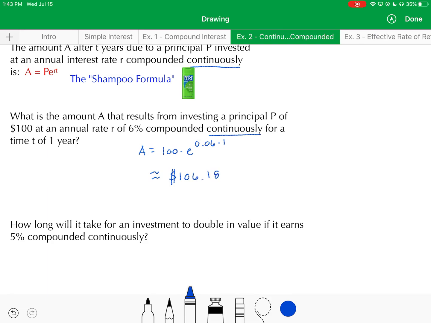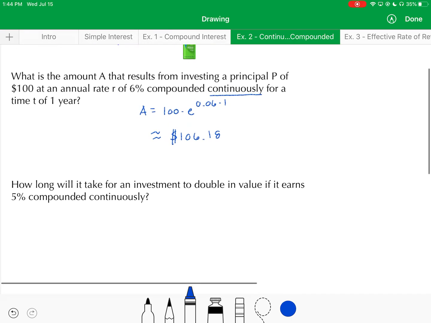$106.18. Okay, so if nothing else, what this tells me is that the most amount of interest that I could ever earn for a $100 investment at a 6% interest rate in 1 year's time would be $6.18. I'll never be able to earn more than that. Okay. All right, second problem here.